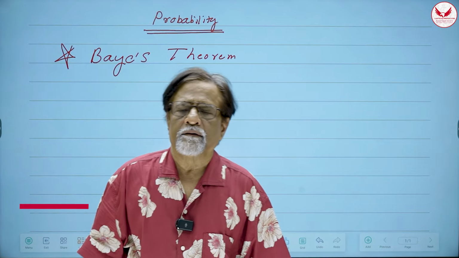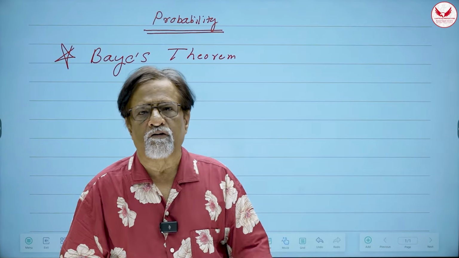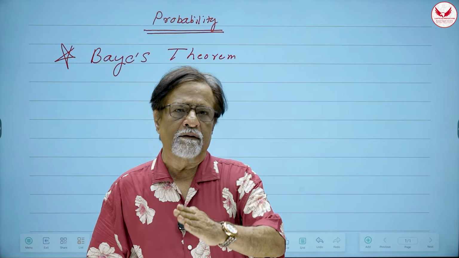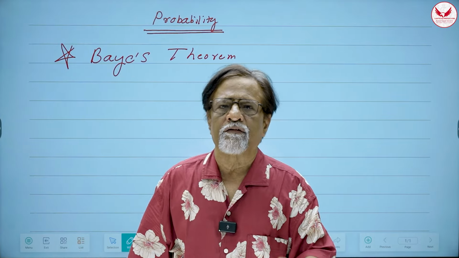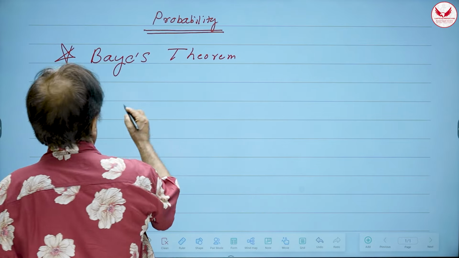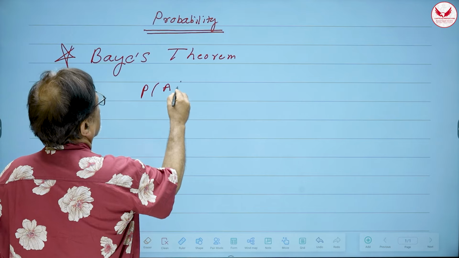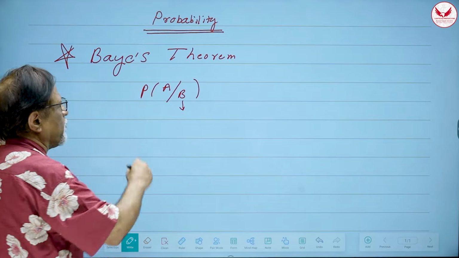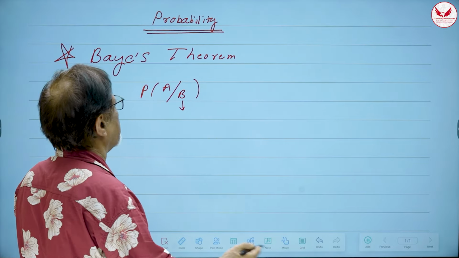In probability, there is something called conditional probability. Conditional probability always depends on two events. We say that event A has already occurred, then what is the probability of B occurring? Or inversely, B has already occurred and what is the probability of A occurring? And we also know the notation for that: probability of A given B means B has already occurred, now what is the probability of A occurring? So there are two events basically here, A and B.